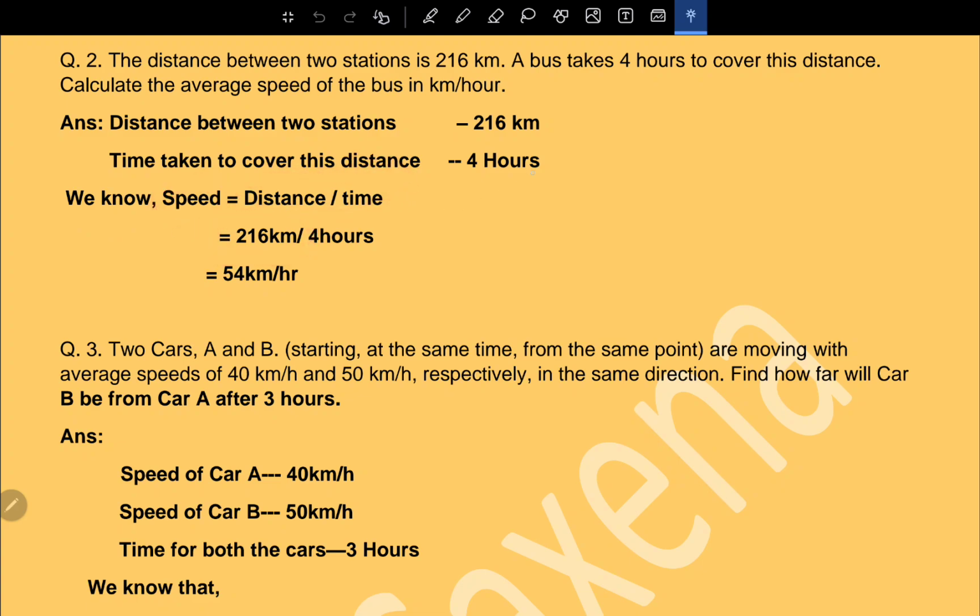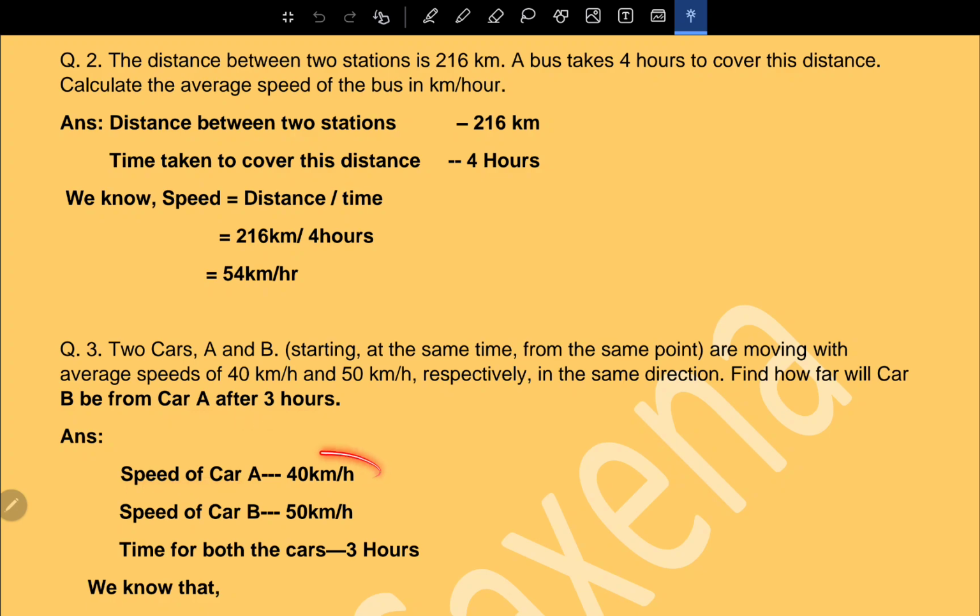So equal to 216 by 4 hours, and this comes to 54 km per hour. Now two cars A and B starting at the same time from the same point are moving with average speeds of 40 km and 50 km per hour respectively in the same direction. Find how far car B will be from car A after 3 hours.